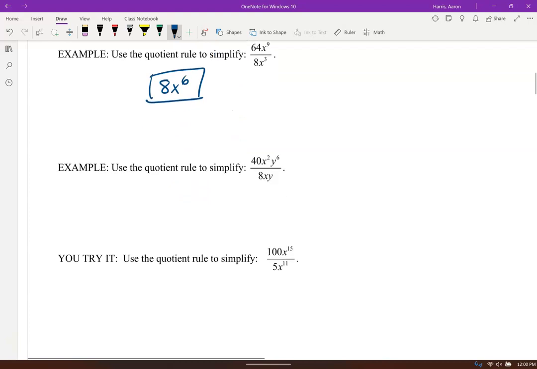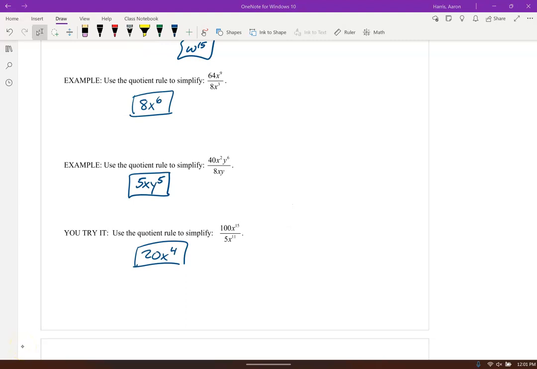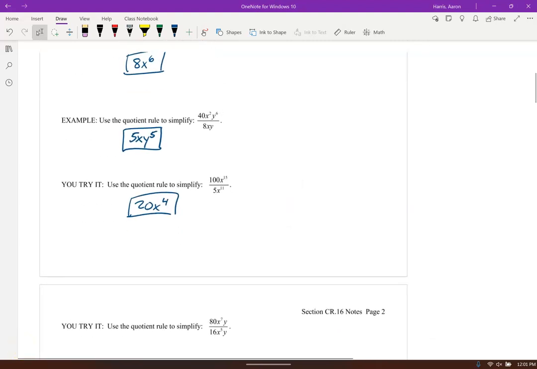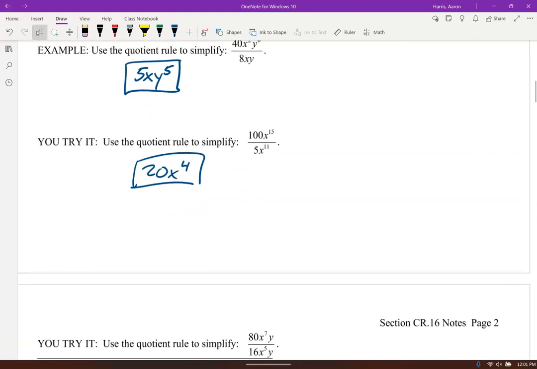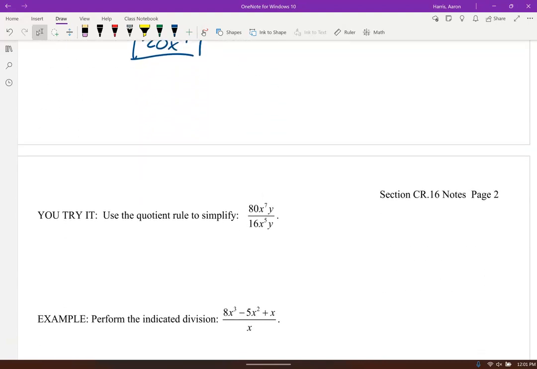Keep going. Let me have you guys try both of these here. Let me pause that. Check yourself on those. 40 over 8 is 5. 1x left on top, and then 6 on the top, 1 on the bottom for the y, so there's just 5 left over. 20x to the 4th. Any issues on those, you guys? About 80 over 16. What does that give you? Good. And then notice both of your y's cancel.